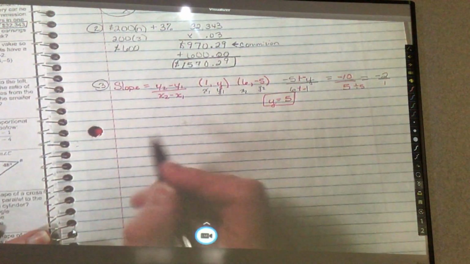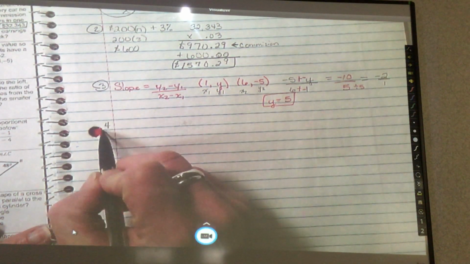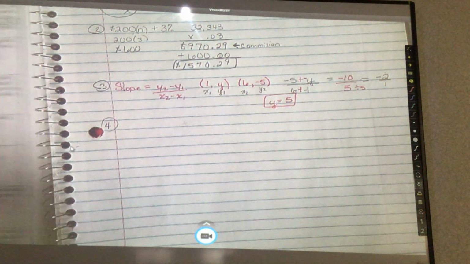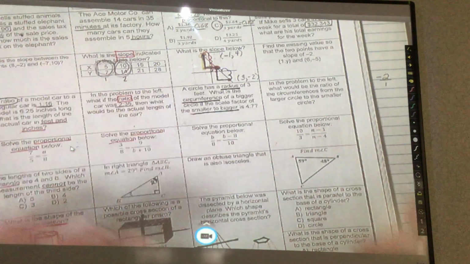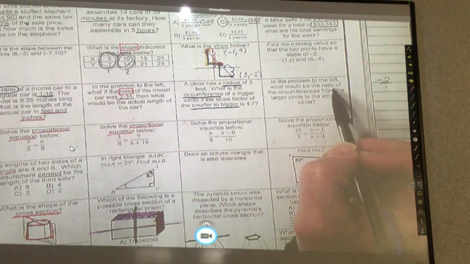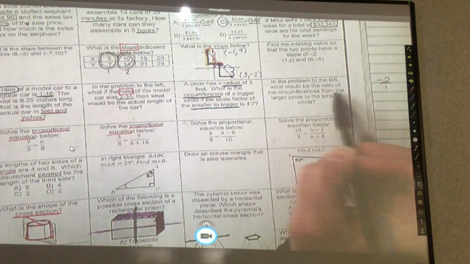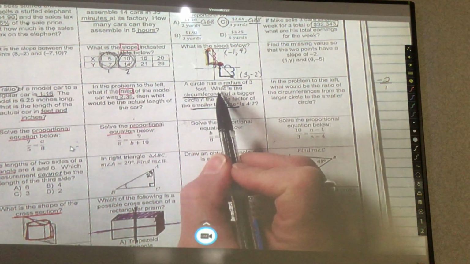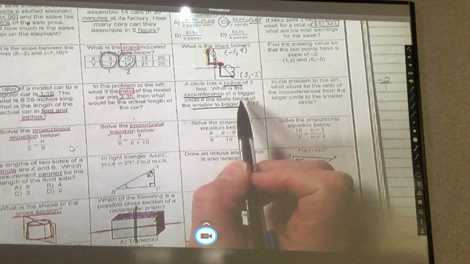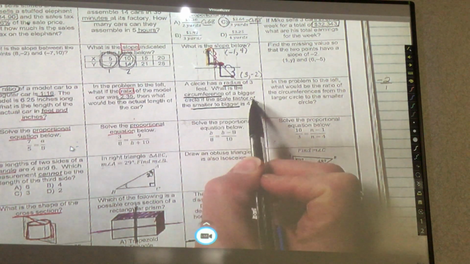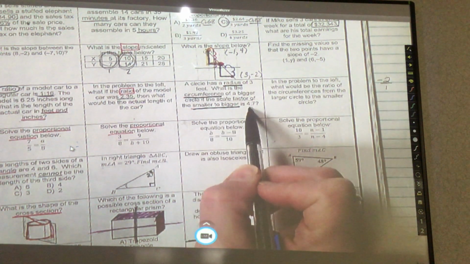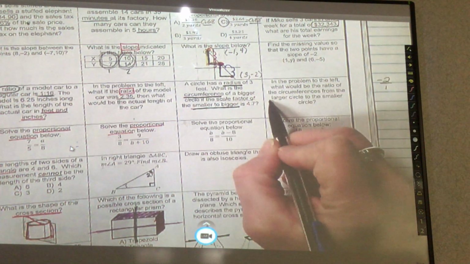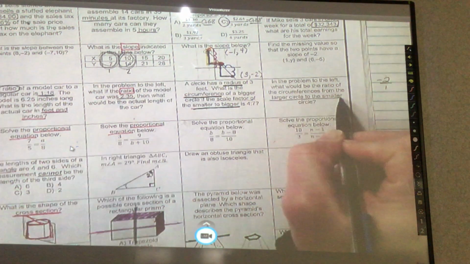I kind of warned you in advance, number 4 is not as hard as you think it would be, because I overthought it when I was doing it. It says in the problem to the left, what would be the ratio of the circumferences from the larger circle to the smaller circle? It says the scale factor is smaller to bigger is 4 to 7. That was smaller to bigger. We need larger to smaller.